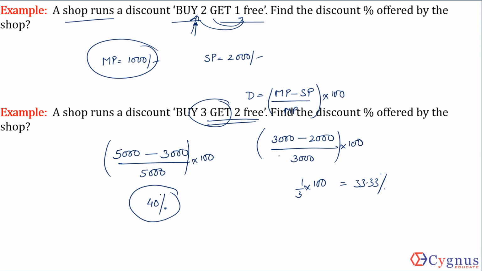Yes or no? So remember that the denominator will have the mark price of all the articles which you purchase plus the articles which you got free.